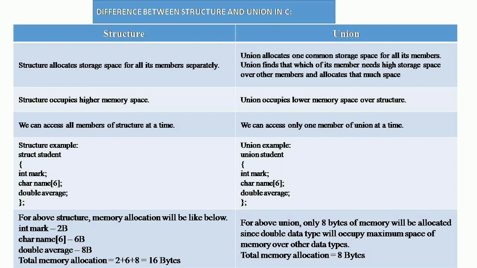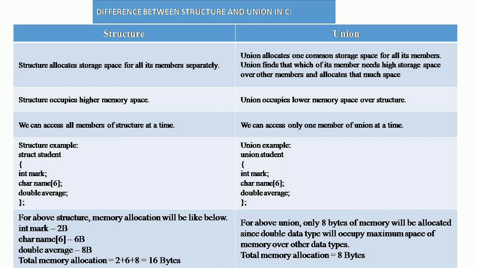Here the structure occupies 16 bytes of memory, the union occupies 8 bytes. What is the third point? Clearly, the integer is 2 bytes, the character is 6 bytes, plus average is 8 bytes. In structure the memory allocation is the same as the occupation. Similarly in union, integer is 2 bytes, character name is 6 bytes and double average is 8 bytes. Total is 16 bytes, but here the occupation is only 8 bytes. Which one is the largest? In the union, double average is the largest one.